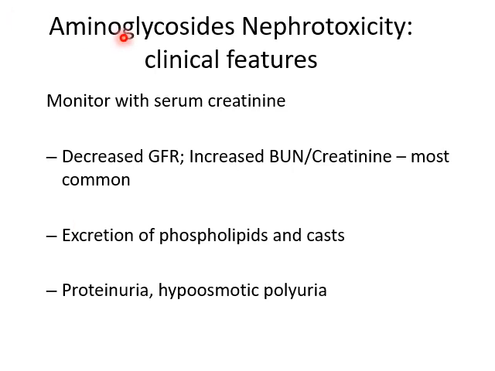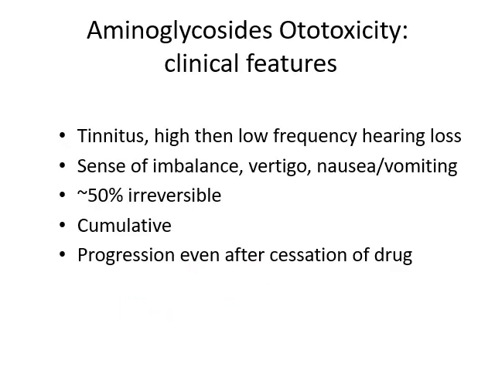Clinical features, we said that for nephrotoxicity, we want to monitor with serum creatinine. You will see a decrease in glomerular filtration rate. When you take BUN creatinine, you will see that it is increased. If you take urine analysis, you may see phospholipids, you may see casts, you may see proteins, you may see hypoosmotic polyuria. For ototoxicity, sometimes we don't have clinical features.